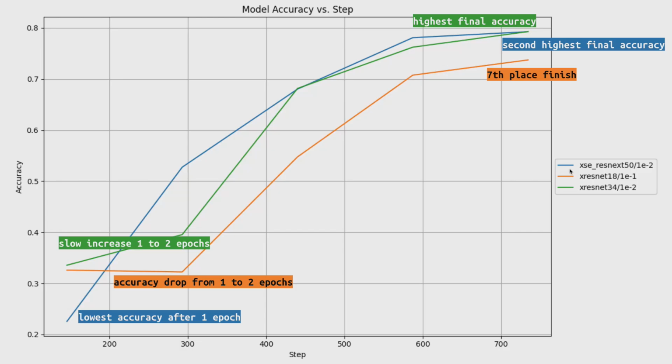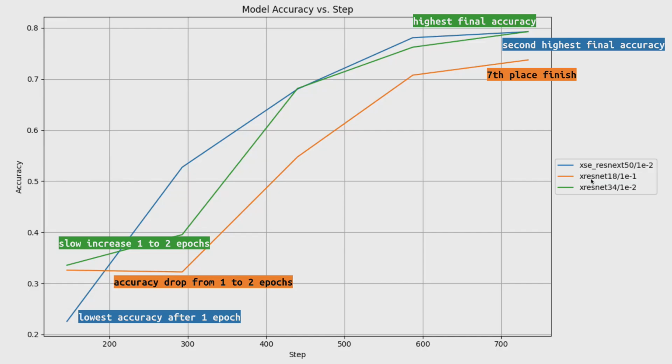The first one that I'm going to look at is the XSE ResNext 50 1eNeg2, which ended up with the second highest final accuracy. But interestingly, it started with the lowest accuracy after 1 epoch. So again, just interesting to see that what may happen at the early stages of training is not necessarily indicative of what's going to happen at the end of the training run.